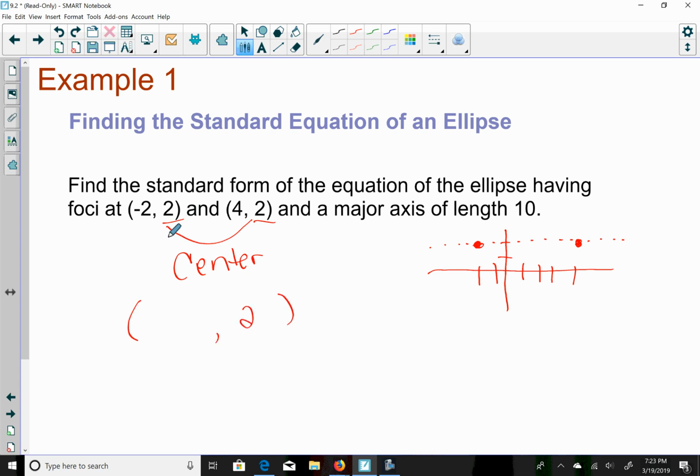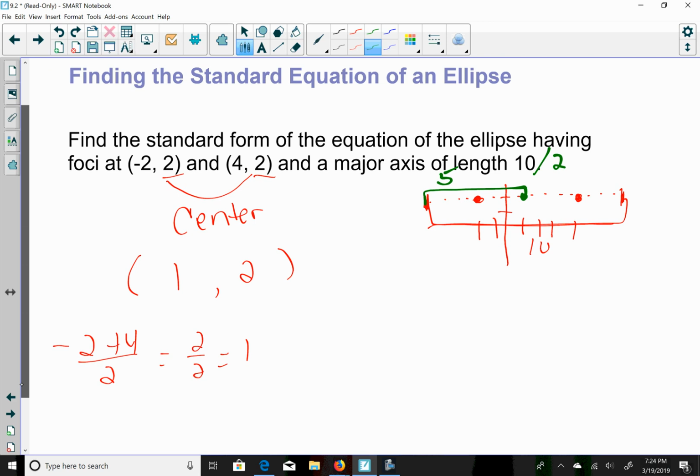Then to find the x coordinate, I could do the middle of -2, 4. So find the halfway point or do the midpoint formula for those two. Or if you wanted to count, you could count. But my center is going to be 1, 2. It also tells me that the major axis has a length of 10. So from one vertex to the other is going to be a length of 10, which means the distance from my center, 1, 2, to that vertex would have to be half that 10, which means it has to be 5.